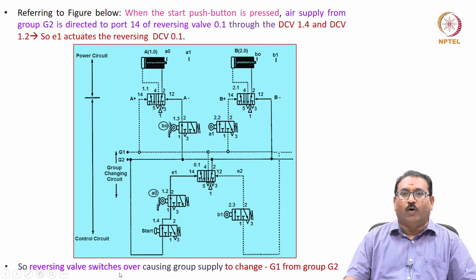So, the reversing valve changes over, causing the group supply to change to G1 from G2. Why? Because when you press this, A0 is actuated. Then what happens? The E1 signal is active. If the E1 signal is active, what happens? It will change the group changing circuit from G2 to G1.